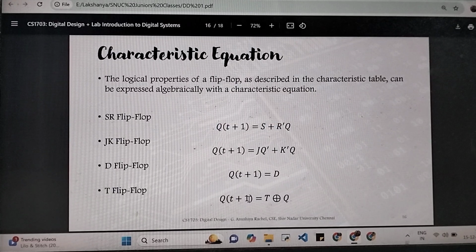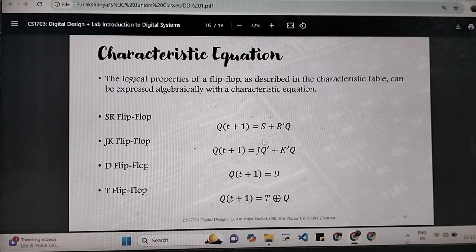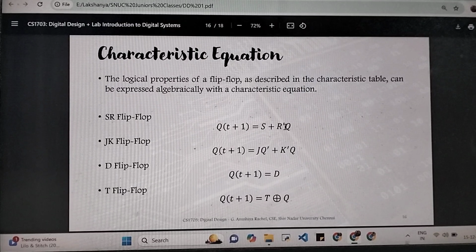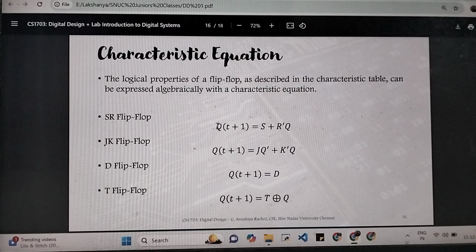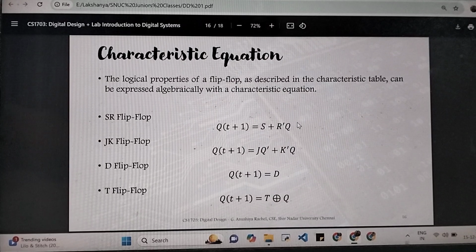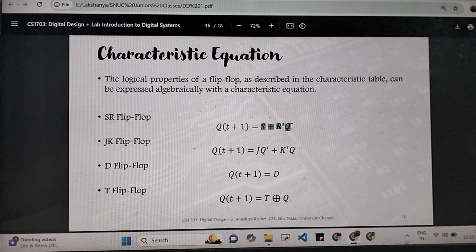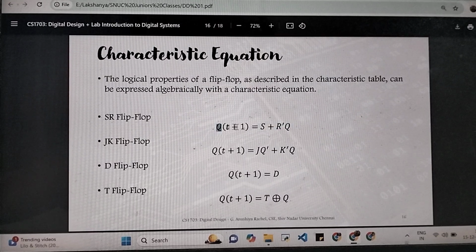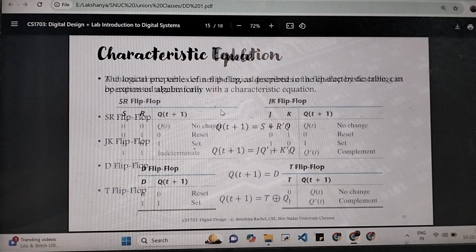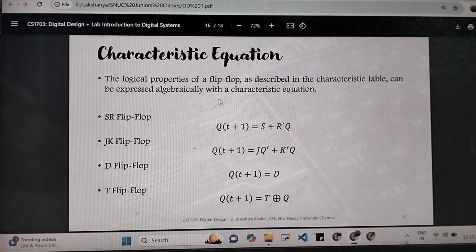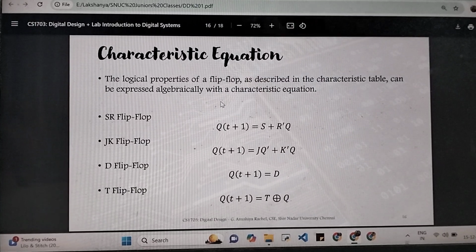Similarly for j, k, d and t. So if you have this equation, given these values and given your current state, you can find out your next state. And how do you get this equation? From the characteristic table. So that is what I was telling you. Given some inputs and given a specific current state, what is my next state? That is what the characteristic table helps me find, and that is what the characteristic equation also helps me find, because the equation is effectively derived from the table.